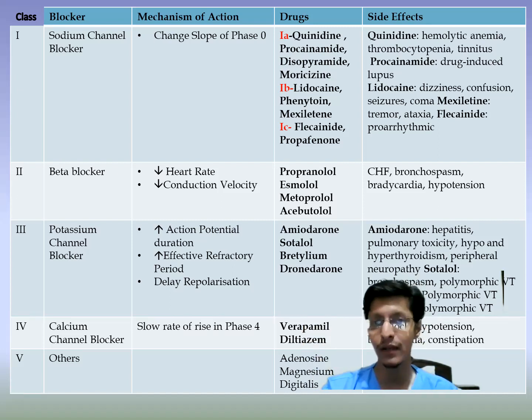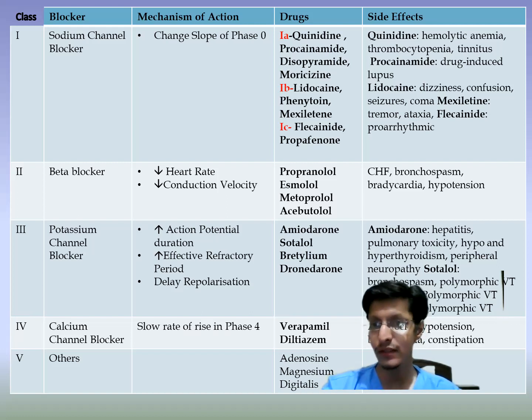1A is quinidine, procainamide, disopyramide. Class 1B is lidocaine, phenytoin. Class 1C is flecainide and propafenone. What are the side effects? Quinidine, we all know, causes hemolytic anemia, thrombocytopenia. Procainamide causes drug-induced lupus. Lidocaine causes dizziness, confusion.